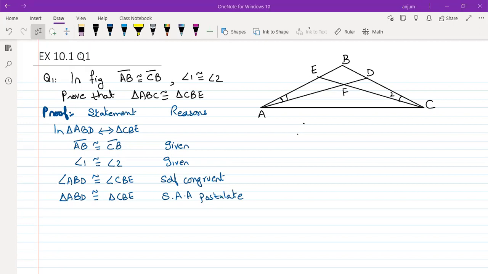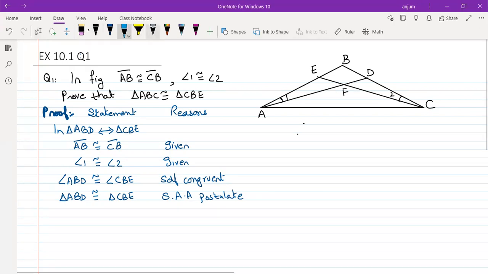In this question, we are given a diagram like this. In this diagram, AB is congruent to CB and angle 1 is congruent to angle 2. We have to prove that in this diagram, triangle ABD is congruent to triangle CBE.